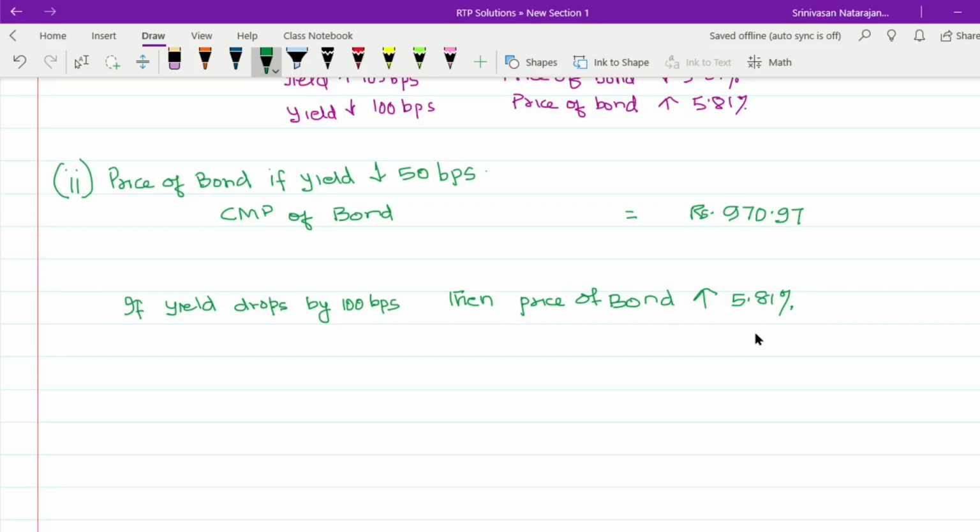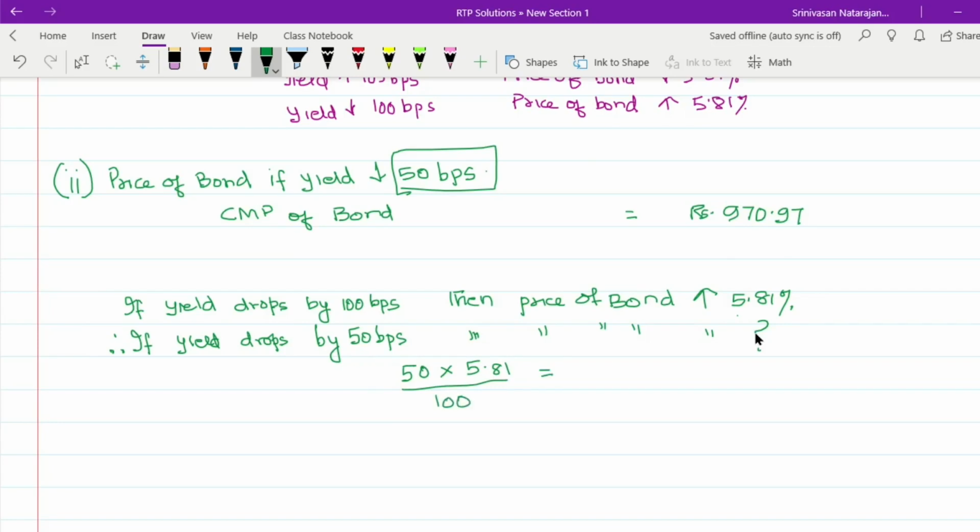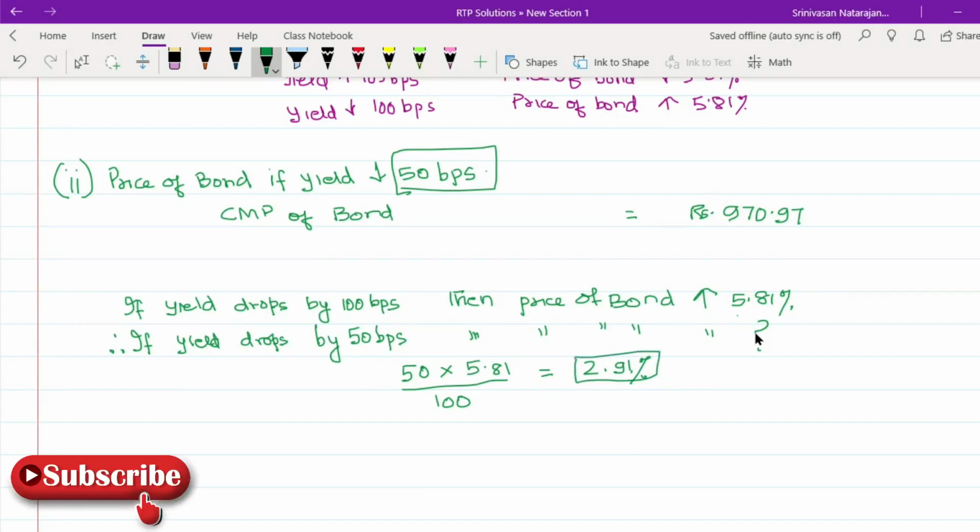Now this relationship we know by virtue of the definition of modified duration. But in the question they have asked us what will be the price of the bond if the yield drops by 50 basis points. Now this is for 100 basis point change. Therefore, if yield drops by 50 basis points, then price of bond will increase by how much? So this will be 50 into 5.81 upon 100, which is 2.91%. So therefore, if the yield drops by 50 basis points, the price of this bond will increase by 2.91%.